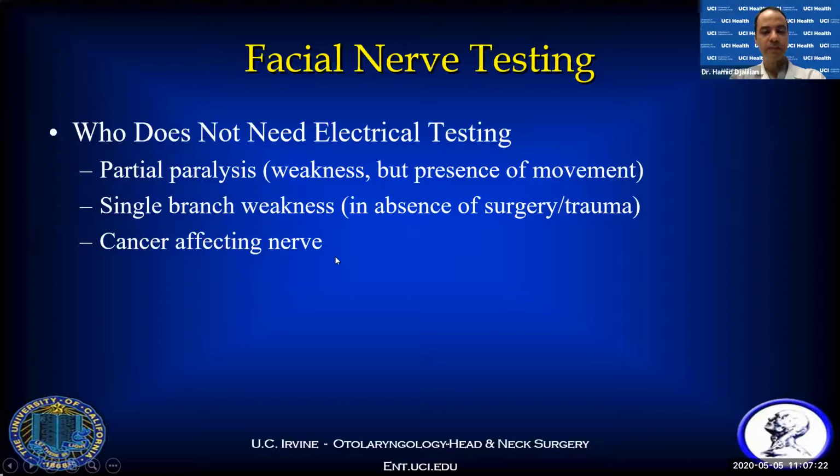Then cancer affecting the nerve, of course, because cancer can spread along the nerve for quite a bit without really affecting the function of the nerve too much. So there's no point in doing testing. You have to cut out the nerve. There's sort of no way to separate the cancer from the nerve when it has perineural invasion.